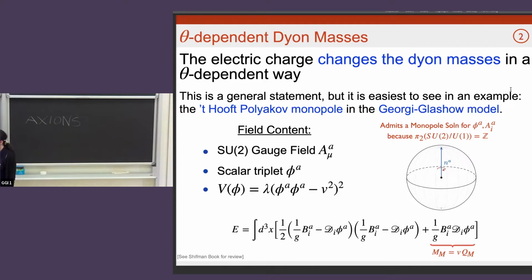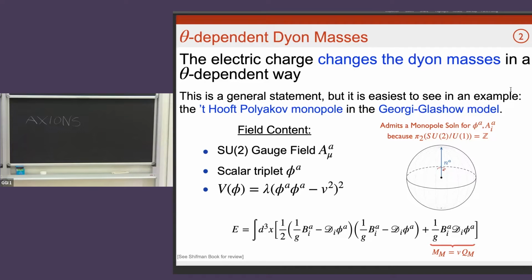And we find in this model that there are topologically non-trivial configurations that look like monopoles. And if we compute the energy, we get this expression here, which we can minimize. And this term vanishes along the equations of motion. And this turns out to be equal to the mass, which is just V times the charge. So that's the classical Georgi-Glashow model.